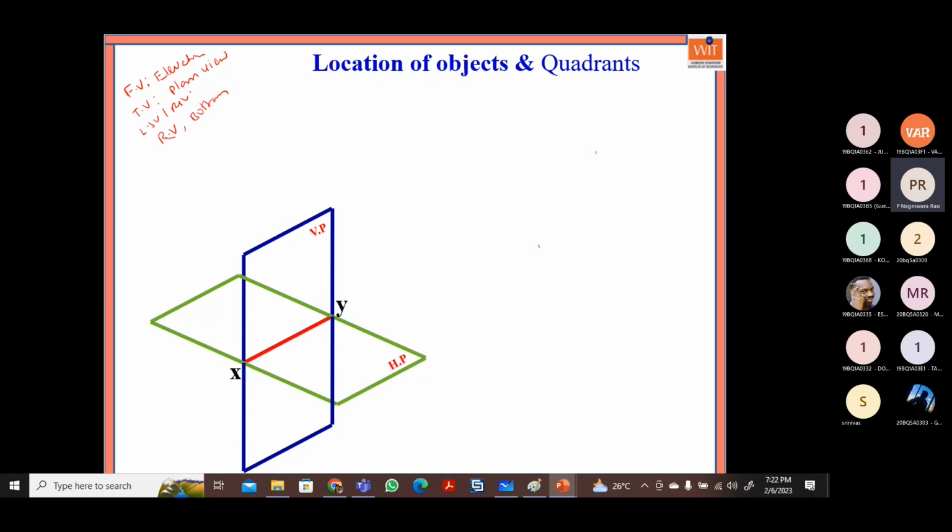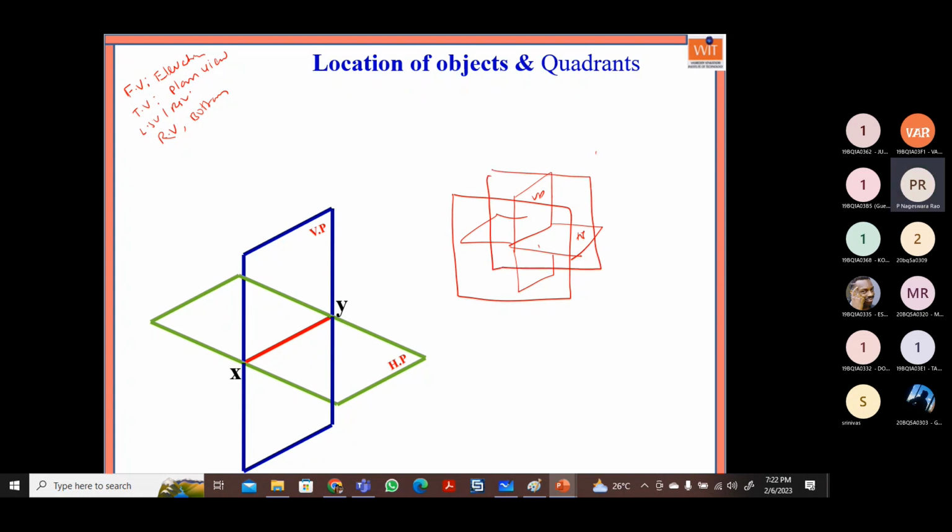See here, this is the quadrants. Actually, I have taken here only the horizontal plane and vertical plane. We will have the planes like this. So this is the horizontal plane, this is the vertical plane. This side also, this side also. Of course, there is a side view plane here, and here also there is a side view plane. So I have not drawn it here.